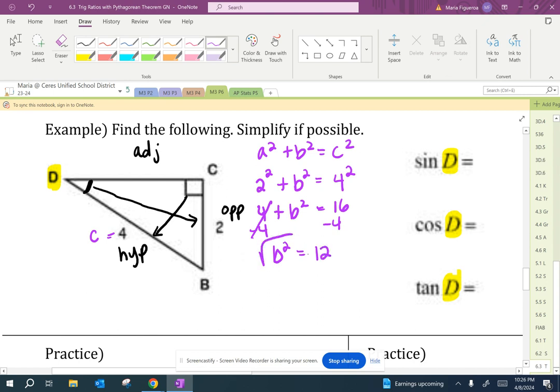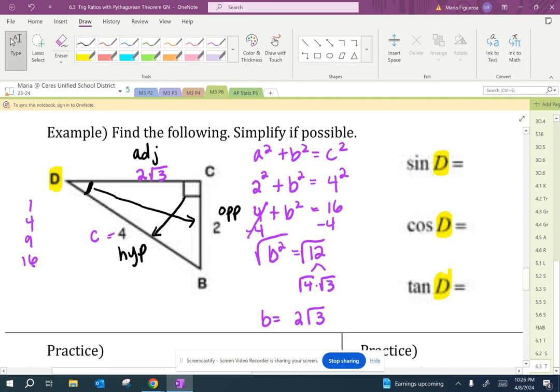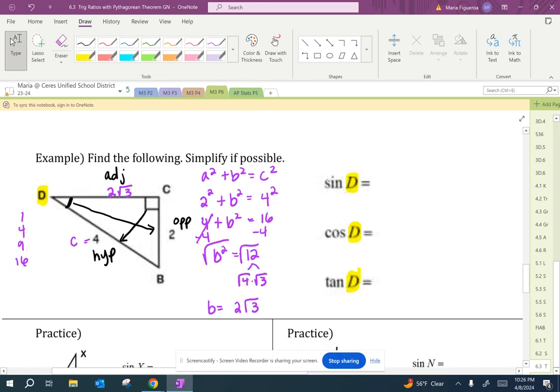And if I take the square root of 12, if you recall, we have to get the perfect squares, 1, 4, 9, 16. The ones smaller than 12 would just basically be 4 and 9. And then 4 times 3 would give us 12. So then my b would be 2 root 3. So my adjacent side is now 2 root 3. So now that I have the missing side, we can use SOHCAHTOA to find the trig ratios.